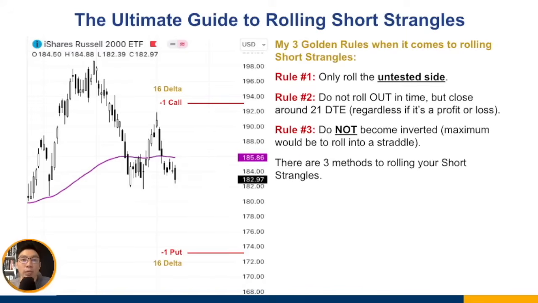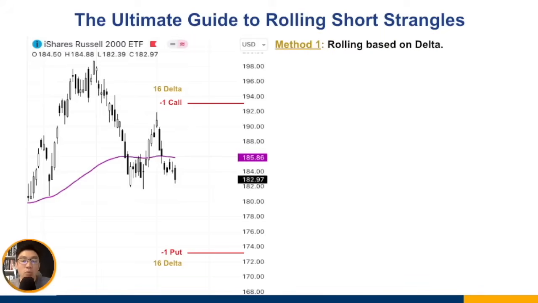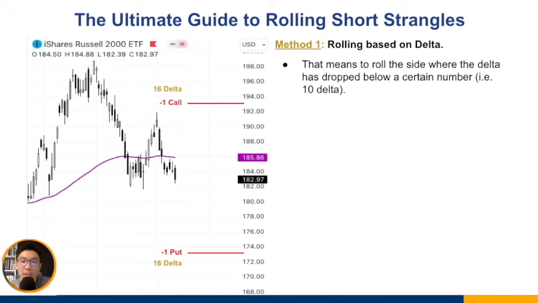So how do we actually roll the short strangle? There are 3 methods that I'm going to share with you. The first method is to roll based on delta. So what do I mean by this? It basically means to roll the side where the delta has dropped below a certain number. Remember, we start off at 16 delta. So if either side drops below 10 delta, then that's the one we'll consider rolling.